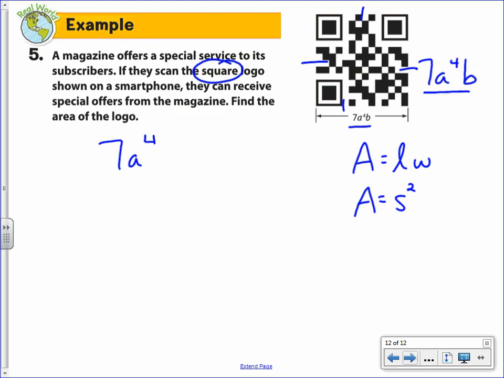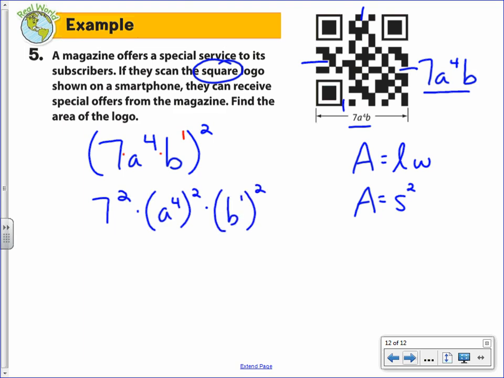7a to the 4th b squared. Separate it. Not optional. Don't do it in your head. I don't want to see that as your teacher. The b has an understood exponent of 1 because there's 1 there. 7 squared times a to the 4th goes in parentheses and it's raised to the 2nd power. B to the 1st goes in parentheses and it's raised to the 2nd power. 7 squared means 7 times 7, which is 49. 4 times 2 is 8, and 1 times 2 is 2.